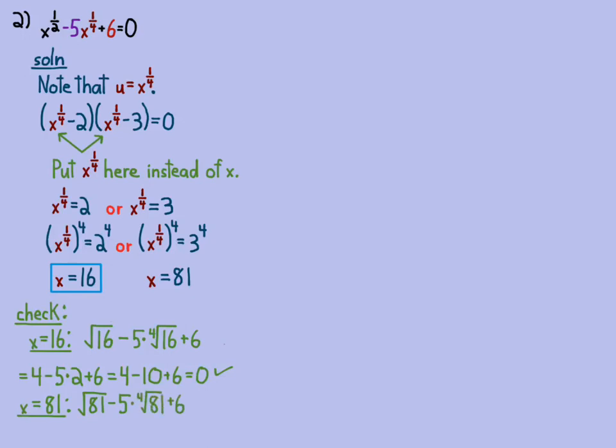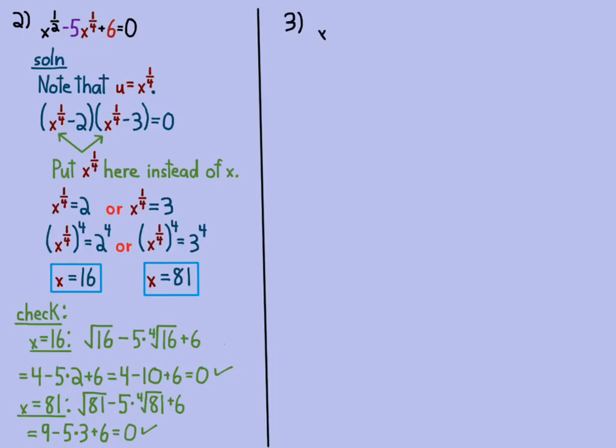81, also easy because it's also a perfect 4th. It's 3 to the 4th, 9 times 9. So square root of 81 is 9, 4th root of 81 is 3. And I get 15 minus 15 is 0. So that checked too. Okay, last example of these, and then the next video is on a different topic. Same section though.